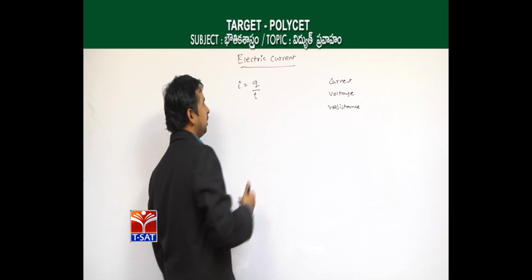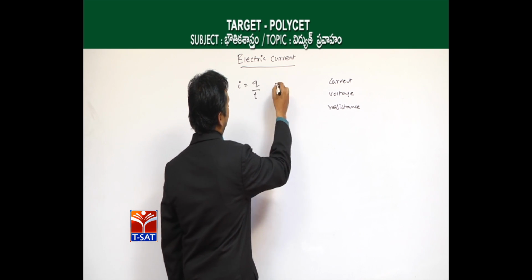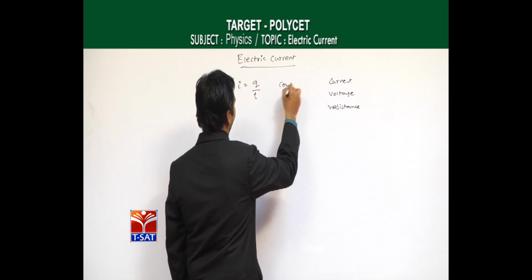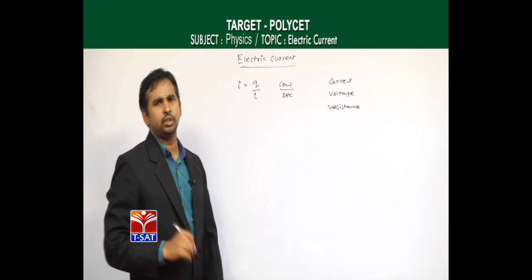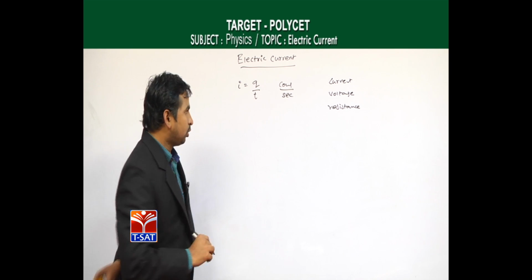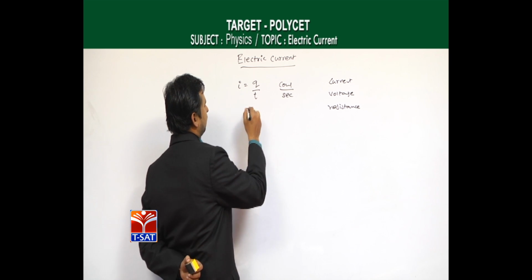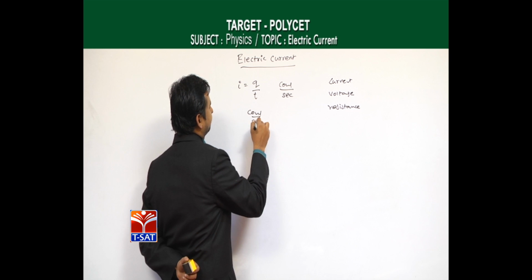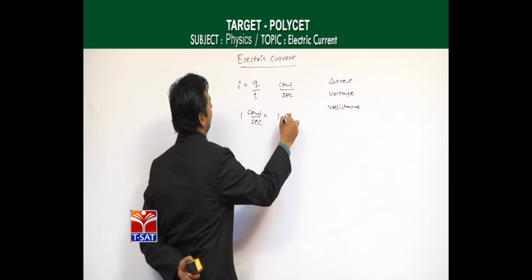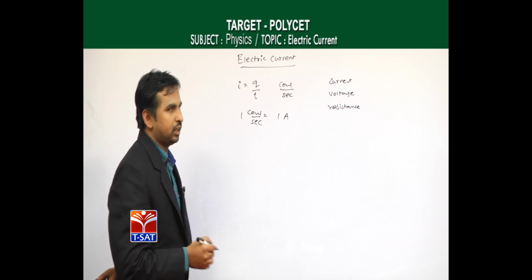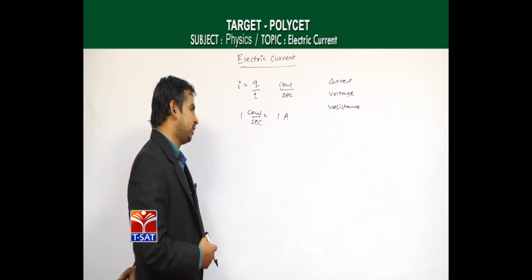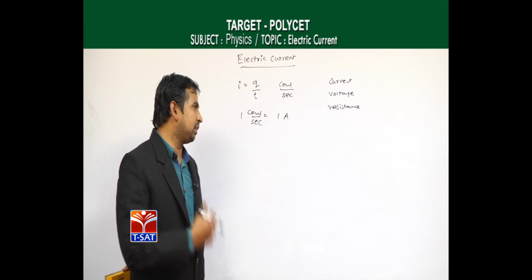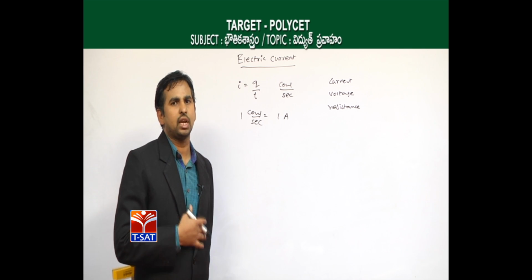For the units, charge is in coulombs and time is in seconds. So coulomb per second is the unit for the current. That coulomb per second is also called ampere. Coulomb per second is equal to ampere. One ampere of current means if 1 coulomb of charge passes through a conductor for 1 second, then we can say the current passing there is 1 ampere.